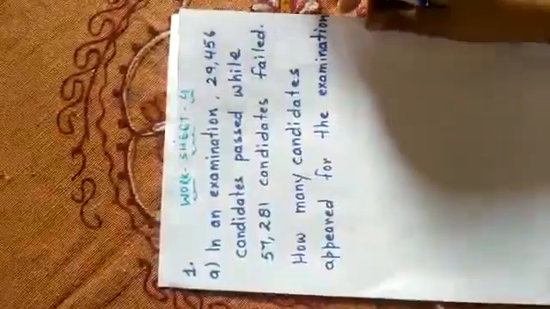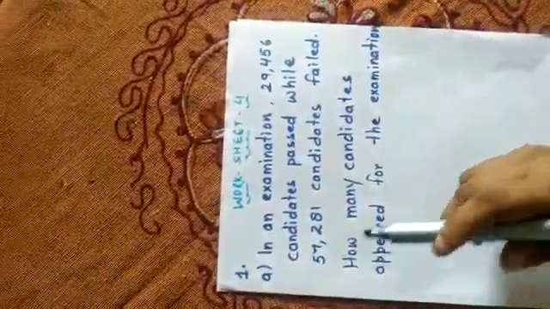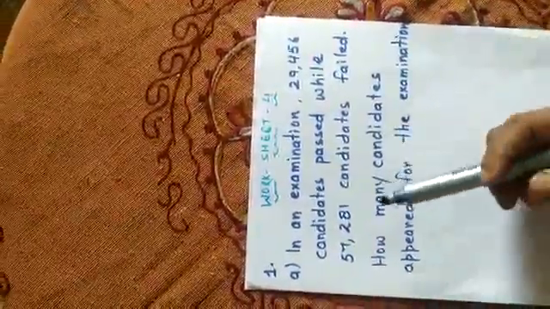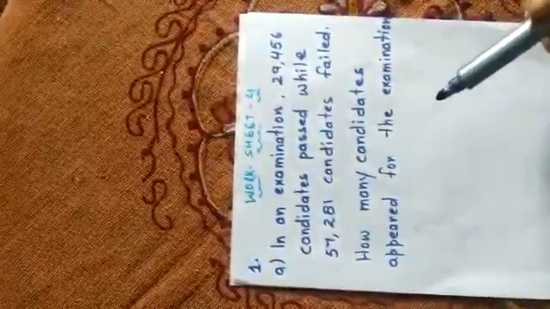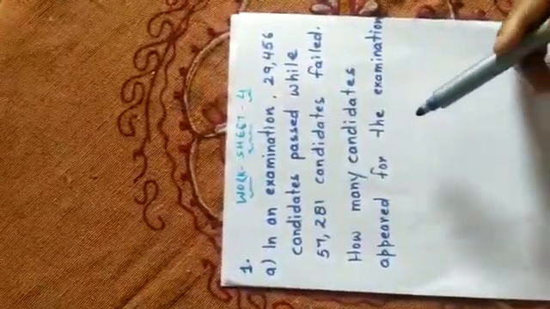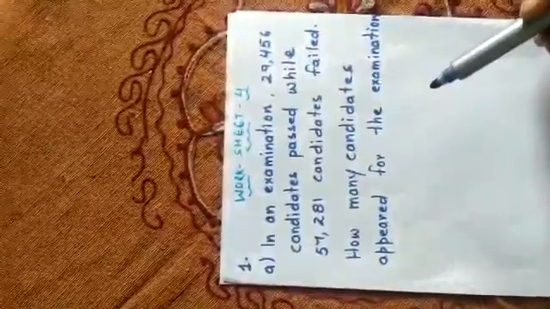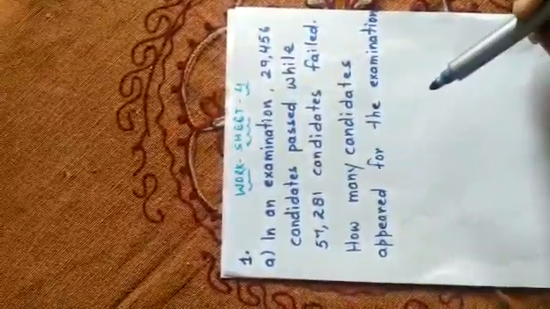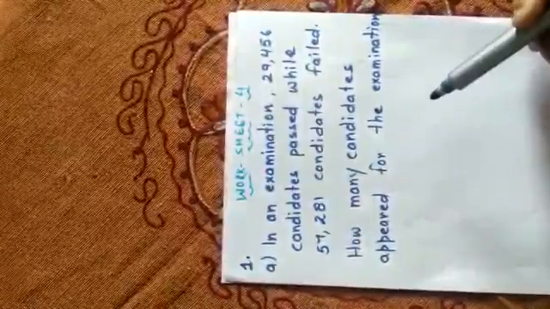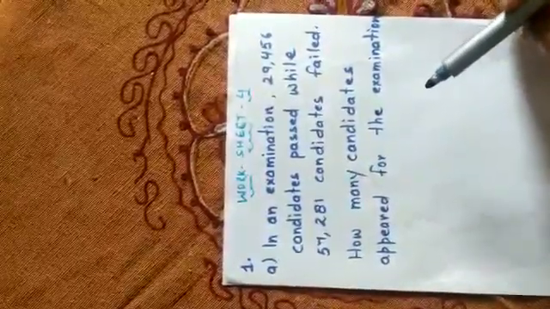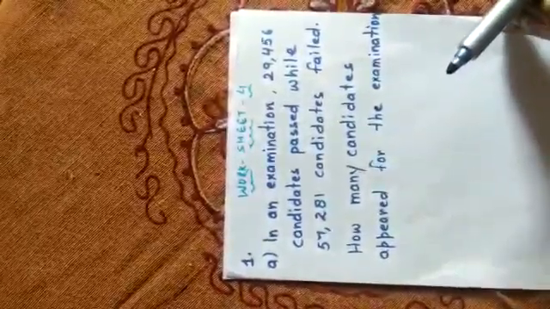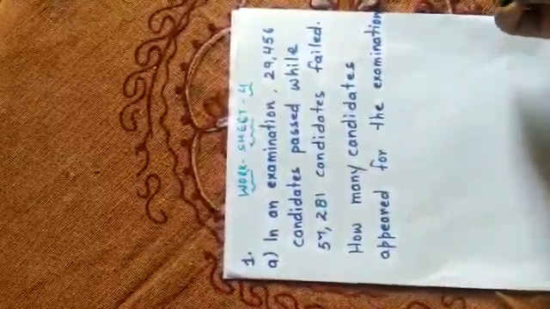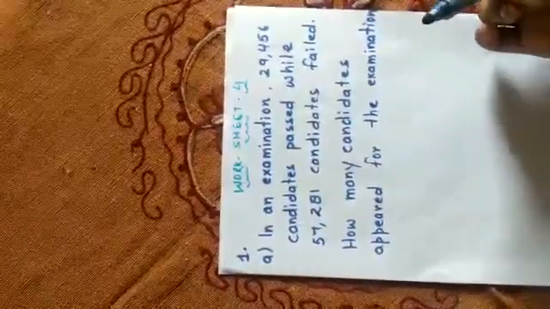Worksheet 1, question number 1A. Listen carefully children. Firstly, read the story attentively and then understand. Understanding is very important because unless you understand the story, you won't be able to get the information, and then you won't be able to find out the question and get the answer.